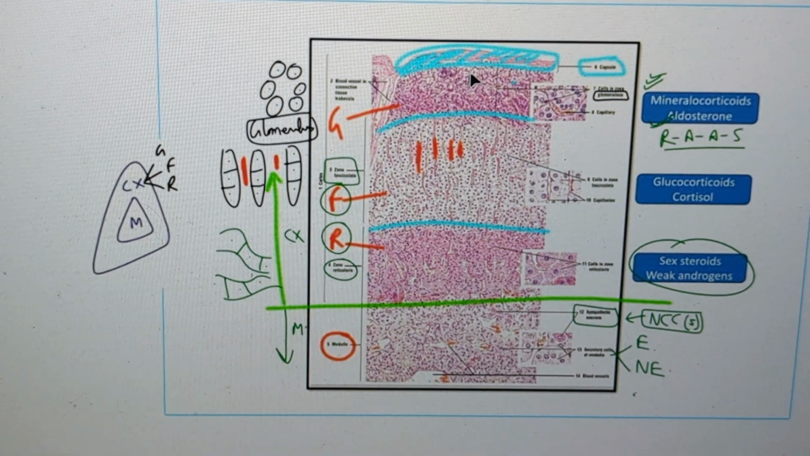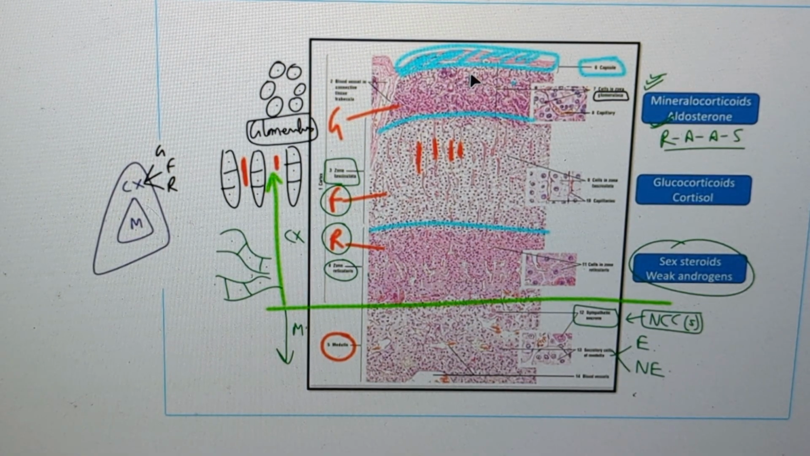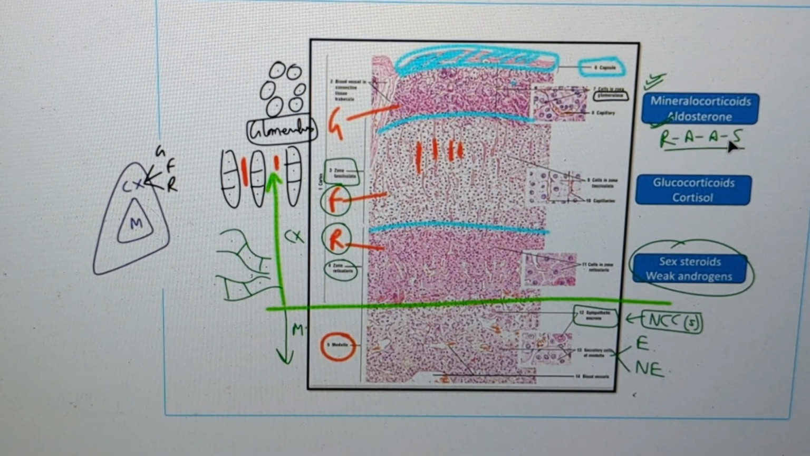Moving further to the functions, Zona glomerulosa produces mineralocorticoids like aldosterone, which regulate electrolyte balance. This occurs through the renin-angiotensin-aldosterone system, which controls the blood pressure and the excretion of sodium, potassium, and hydrogen ions in urine. Next, Zona Fasciculata produces glucocorticoids like cortisol, which maintain blood glucose level by regulating metabolism.